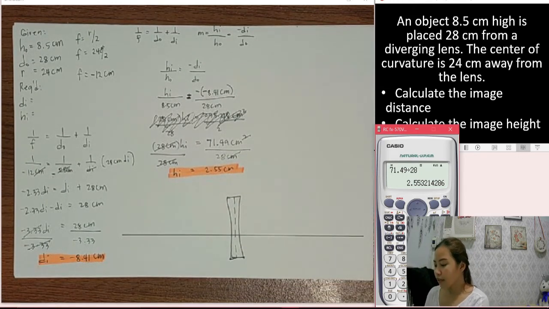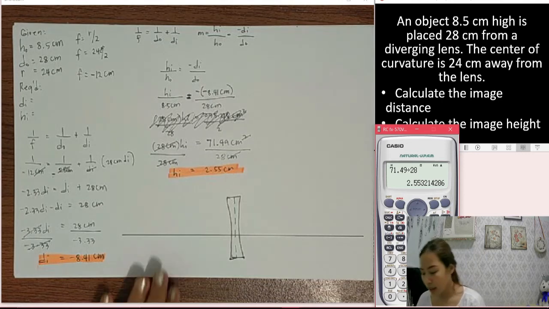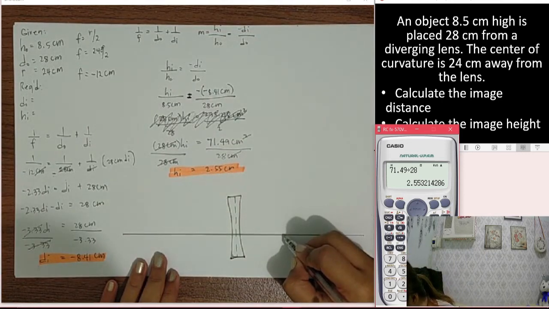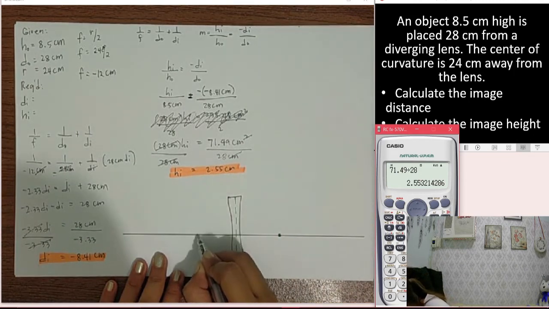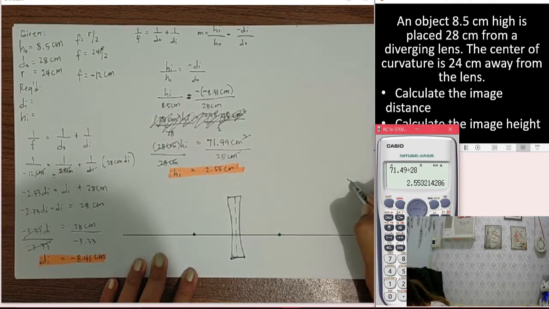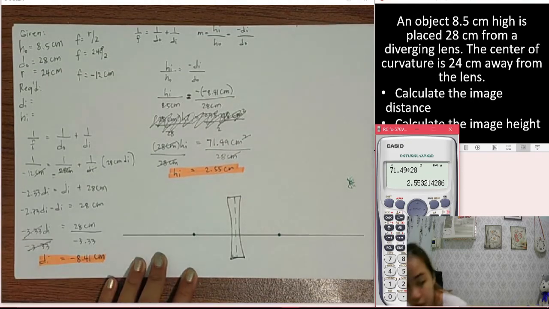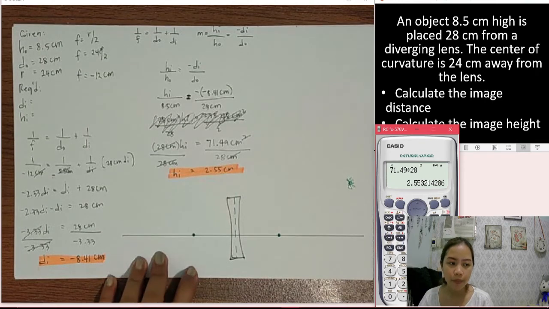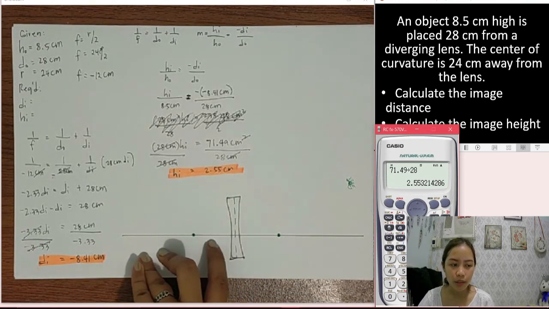Now, let us consider the values: the focal point, the focal length, and the distances of the object and the image. For the focal length, it's 12 centimeters away from the lens. So we have two focal lengths in this. Let's say this is 12 centimeters away, 12 centimeters. So this is the observer, this is your eye. You are the observer. Now, whatever the focal length is on one side, it is the same on the other side.